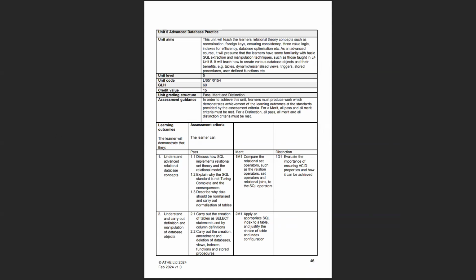So today we're starting a new unit, which is advanced database practice. This is a level 5 qualification, and this unit awards our learners a total of 15 credits, which will count towards the achievement of this qualification. The unit grading structure is pass, merit, and distinction, based on the tasks that the learner will cover during the assignment.